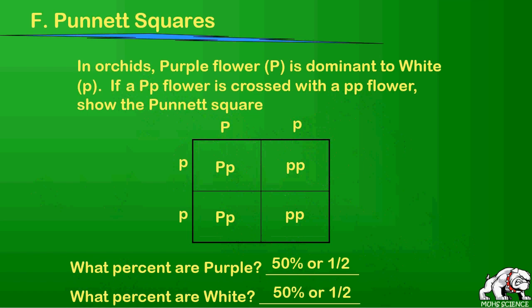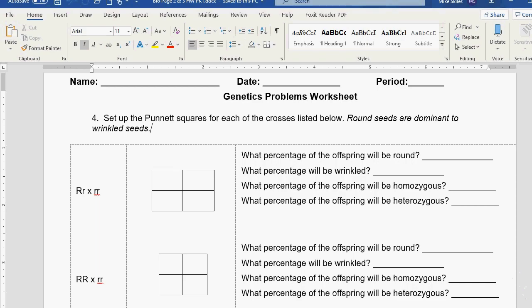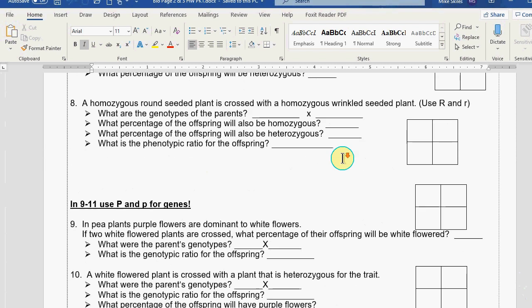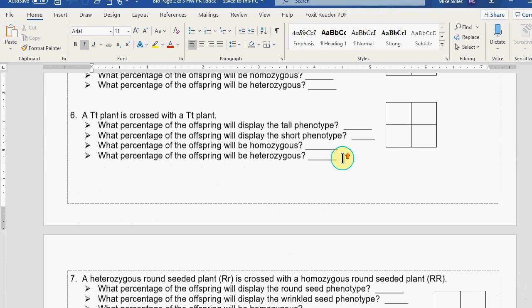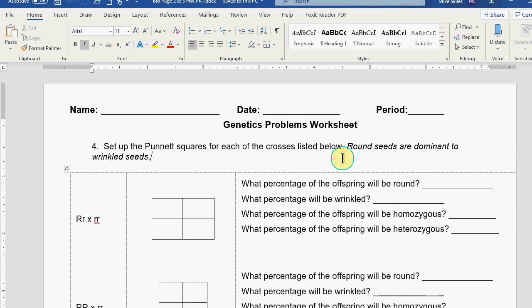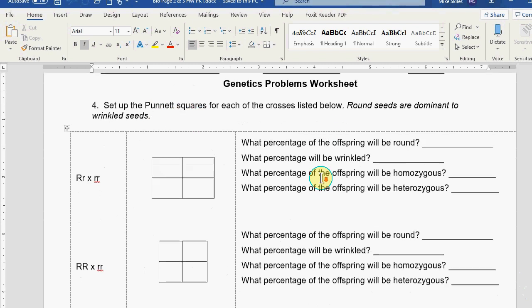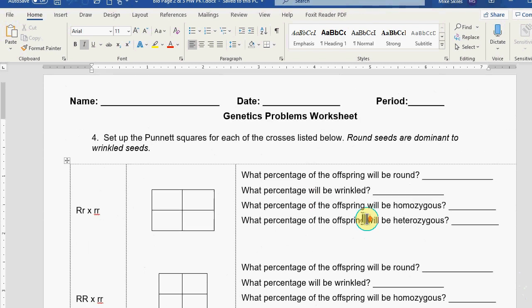All right, so I think most people have a basic understanding. The next document that's attached is this right here. This is pages 2 and 3 of the genetics homework packet. Now they're not numbered, but they are 2 and 3 in my packet. So you guys did page 1 yesterday, and today we're going to take a look at these Punnett squares.